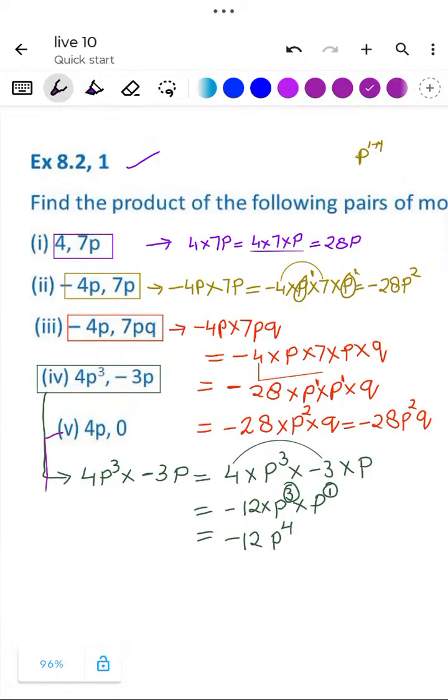Now the fifth is 4p times 0. So 0 multiplied by any number or digit or anything will be equal to 0.